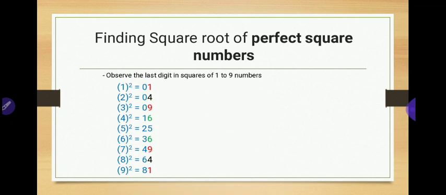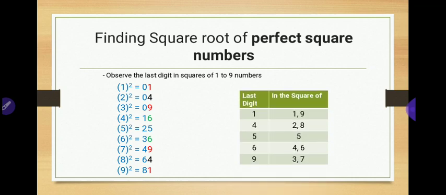Let us first observe the last digits in the squares of 1 to 9. Just observe these numbers. Square of 1 is 1, square of 2 is 4, square of 3 is 9, square of 4 is 16, square of 5 is 25, square of 6 is 36, square of 7 is 49, square of 8 is 64, and square of 9 is 81. So what you observe, the last digits of the squares: 1 is the last digit in case of squares of 1 as well as 9. Square of 1 is 1 and square of 9 is 81.